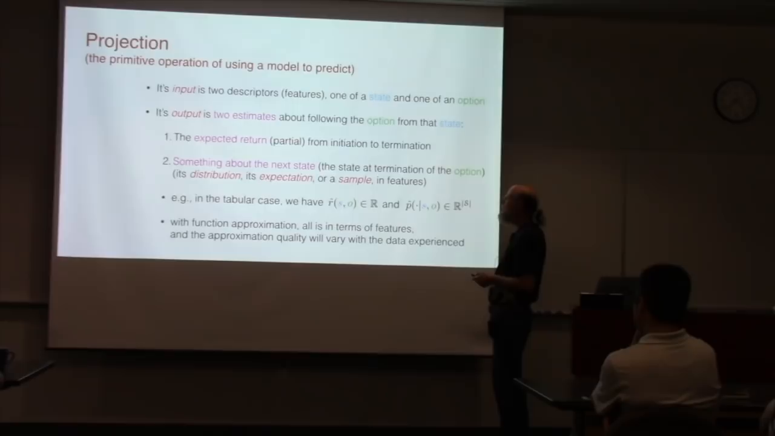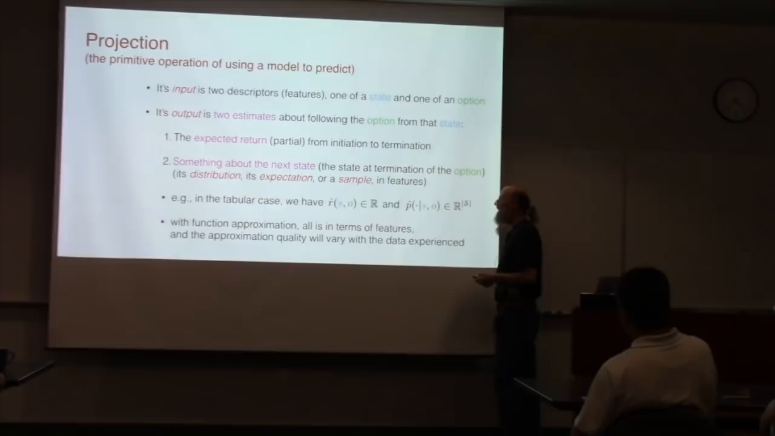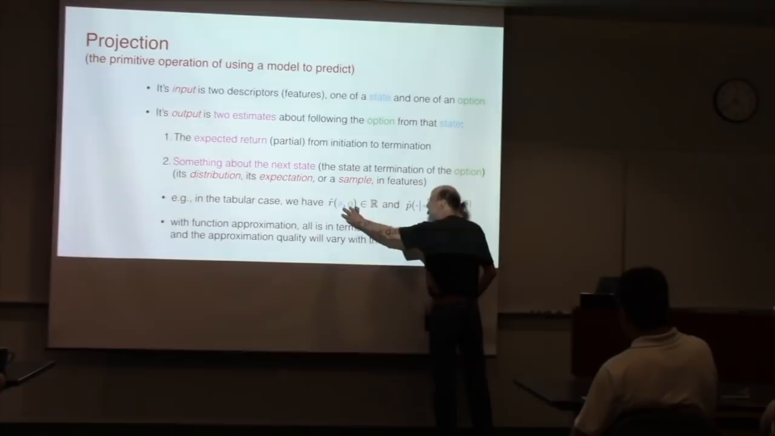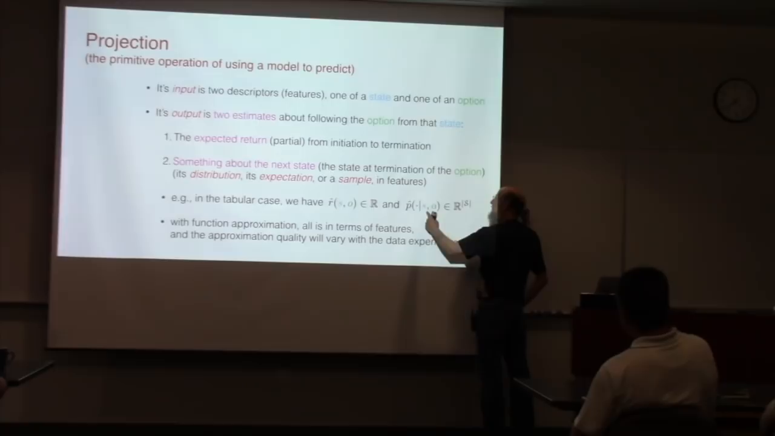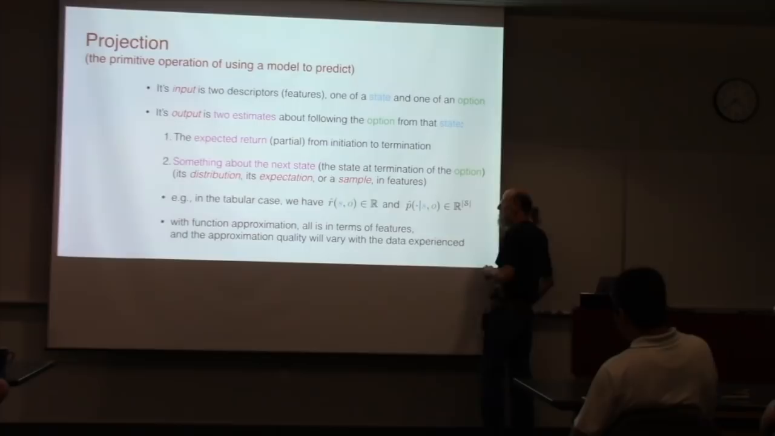What can we say about the next state? We can say what its distribution is, its probability distribution. We can say what the expectation is of the next state or state vector. Or we can produce a sample from this distribution. So this is a big choice. Now, in the tabular case from MDPs, Markov decision processes, this is really just a scalar. And this other thing is a probability distribution, the probability of the next state given the starting state and the action. That's something of size, the number of states. And then everything has to be done with function approximation.